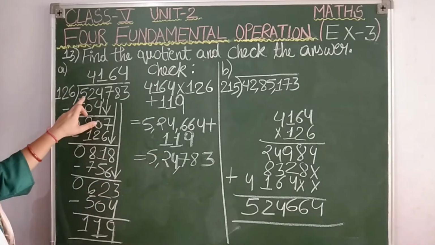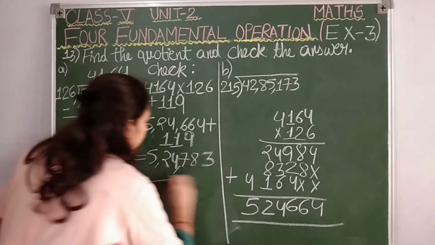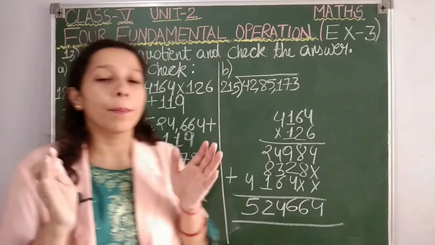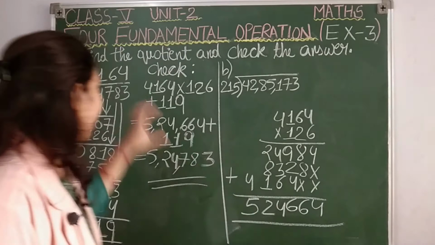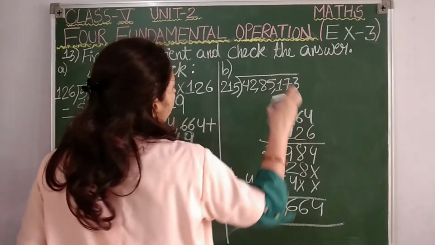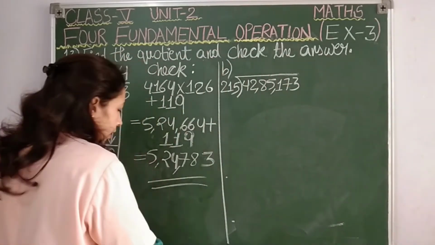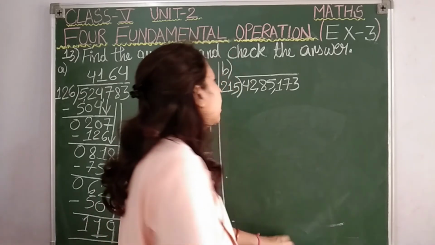Let us check our dividend. 5,24,783. That means our answer is perfect. Clear, students? Okay, so like this we divide and we have checked our answer, which is correct. Now let us see point number B also, students. So you may note it down. Now I am explaining you point B here.